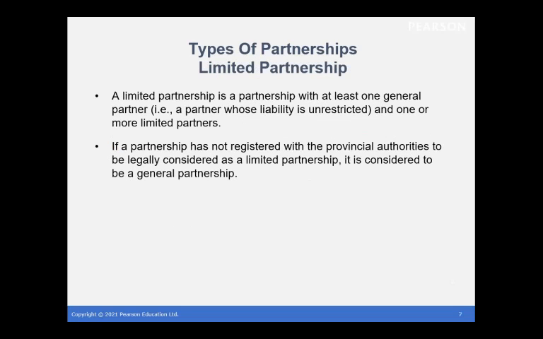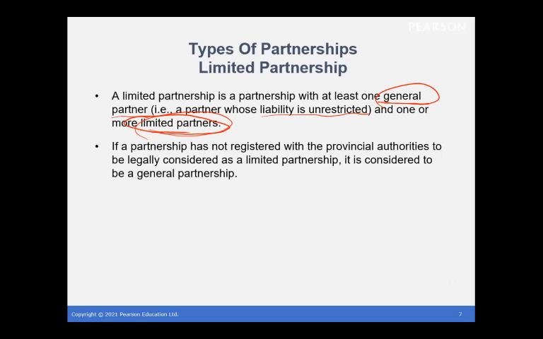Now, a very popular type of partnership where you're going to go to a lawyer and get this set up formally is called a limited partnership. So this is a partnership where you have at least one general partner. This is the partner whose liability is unrestricted. And then in addition to that, you have one or more limited partners. So we have a general partner and a limited partner, or multiples of each of those. So this is something that you would specifically register to be.